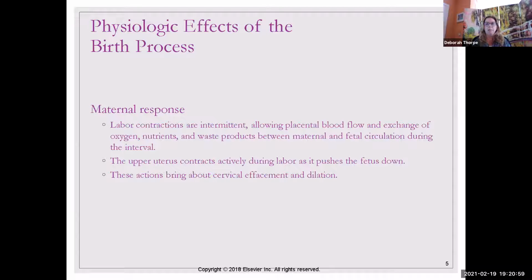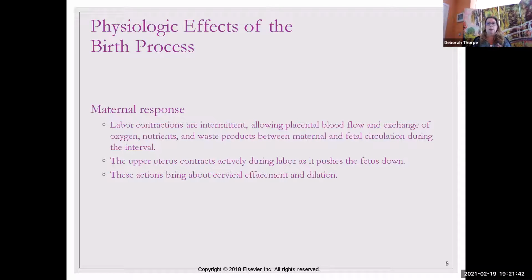So, labor and birth affect the physiological systems of both the mom and the baby. These effects are most striking in the maternal reproductive system and in relation to the fetal and neonatal oxygenation. So basically, during this labor process, you're not just thinking about, oh, here's a mom in pain and she's going to give birth. You think about, yes, she's in pain. Why is she in pain? She's having contractions. What are those contractions doing to her physiologically and to the baby physiologically?